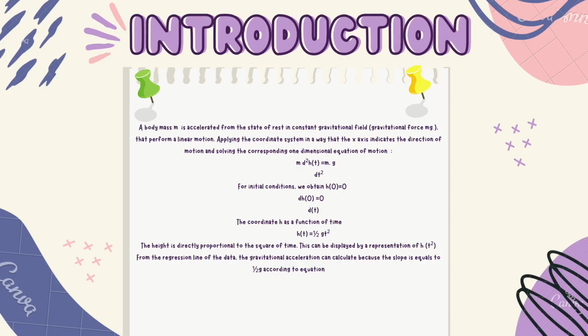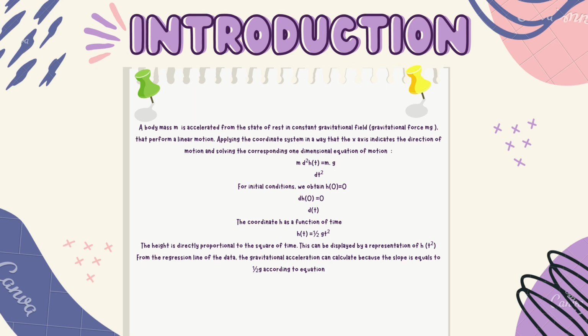A body mass is accelerated from the state of rest in a constant gravitational field, gravitational force mg, that performs a linear motion. Applying the coordinate system in the way the x-axis indicates the direction of motion and solving the corresponding one-dimensional equation of motion, m d²h/dt² equals mg. For initial condition, we obtain h(0) equals 0.